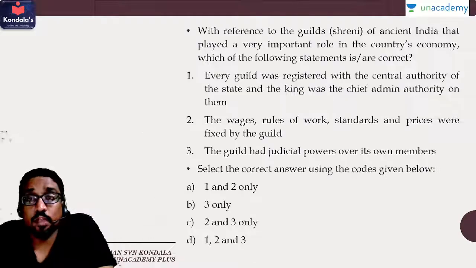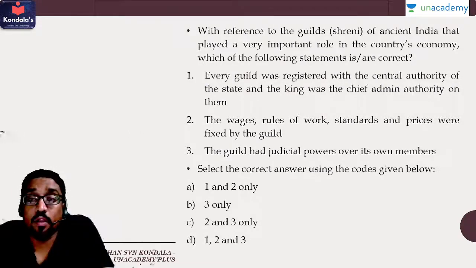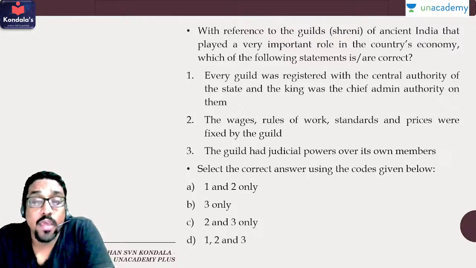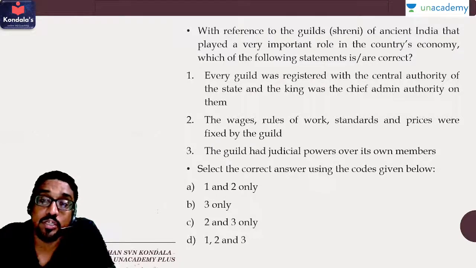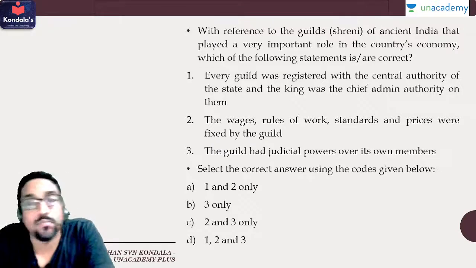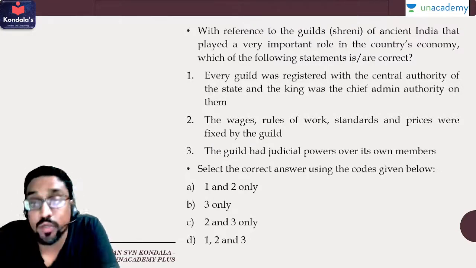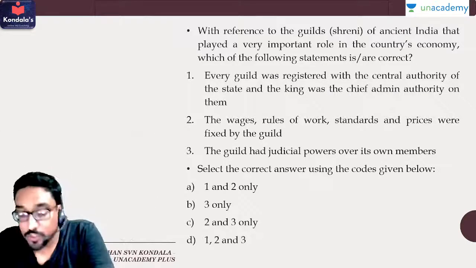With reference to guilds of ancient India that played a very important role in the country's economy, which of the following statements are correct? Every guild was registered with the central authority of the state and the king was the chief administrative authority of them. Wages, rules of work, standards and prices were fixed by the guild. The guild had judicial powers over its own members. Select the correct answer using the codes given below.